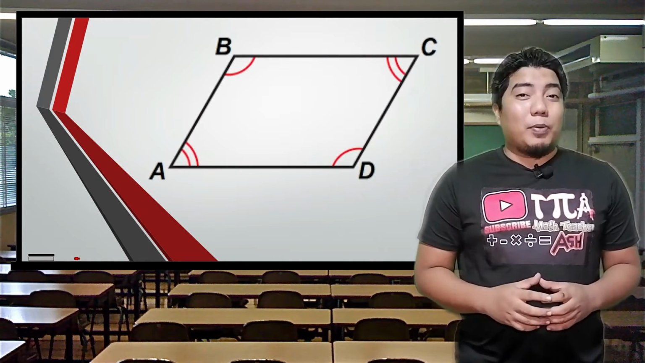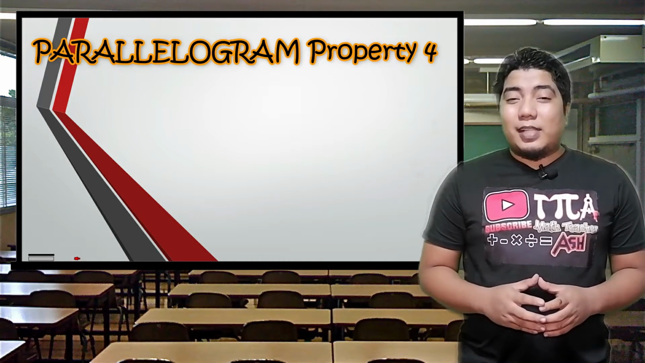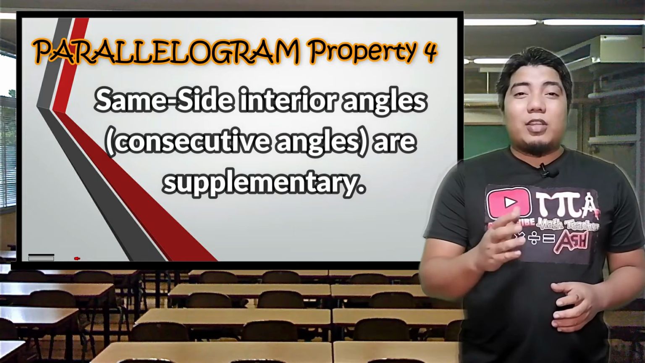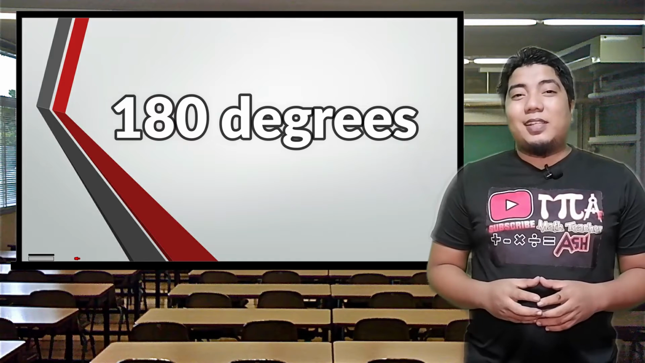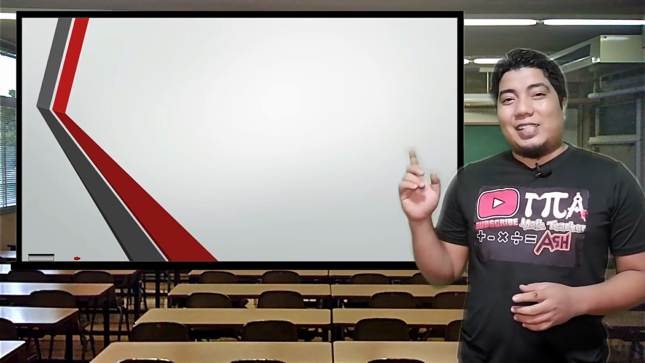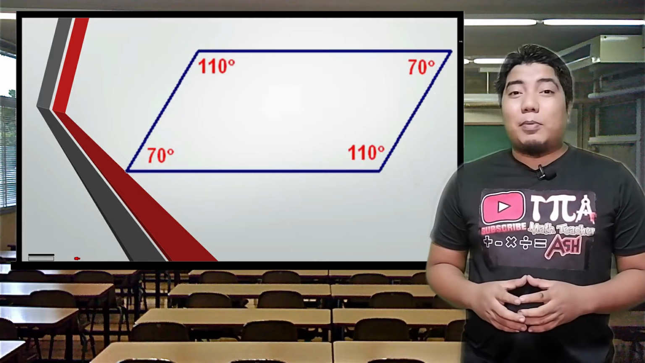Now, let's go to property number 4. Property number 4 of a parallelogram states that consecutive angles of a parallelogram are supplementary, meaning that the sum of 2 consecutive angles will always be equal to 180 degrees. Example of that is this figure. Easy, right? Now, let's go to property number 5.